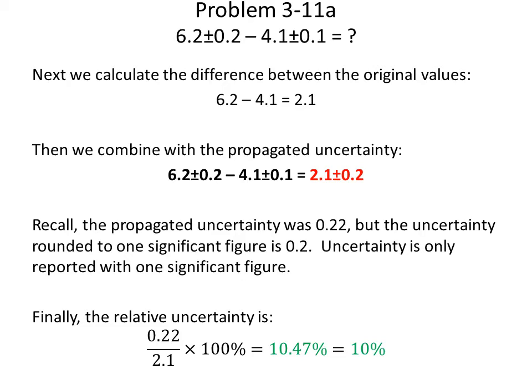Finally, the relative uncertainty is 0.22 divided by 2.1 times 100%, which is equal to 10.47%, and rounds to 10%.